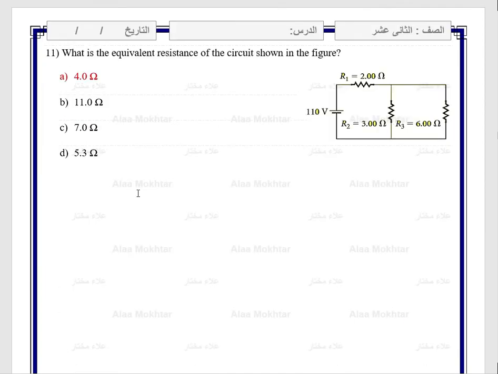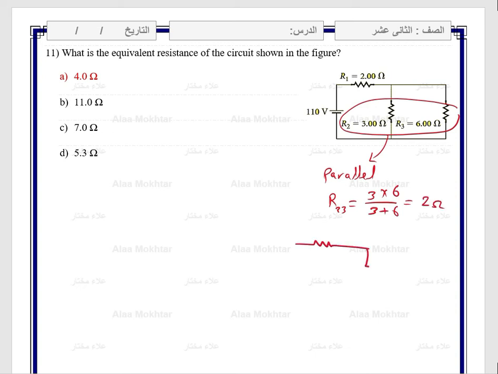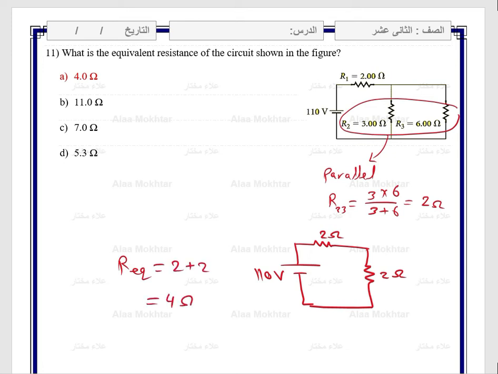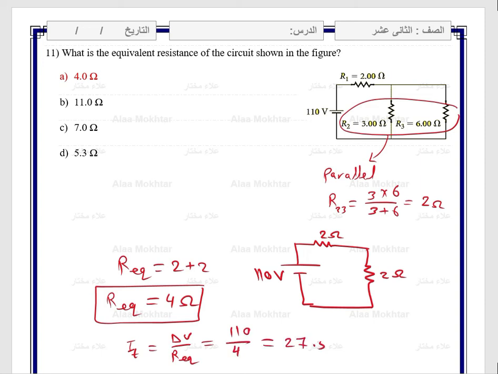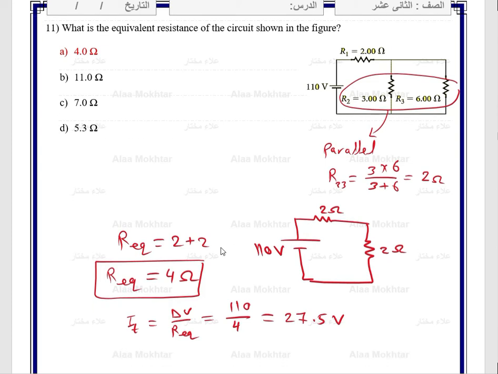Question number 11. What is the equivalent resistance of the circuit shown in the figure? Let's start. We have R2 and R3 in parallel, so R23 equal 3 times 6 over 3 plus 6, which is 18 over 9. It will be 2 ohm. We draw it again: 2 ohm, 2 ohm, and there is a battery of 110 volts, so Req will be 2 plus 2 equal 4 ohm. To calculate the I total equal delta V over Req, 110 over 4, it will be 27.5 amp.